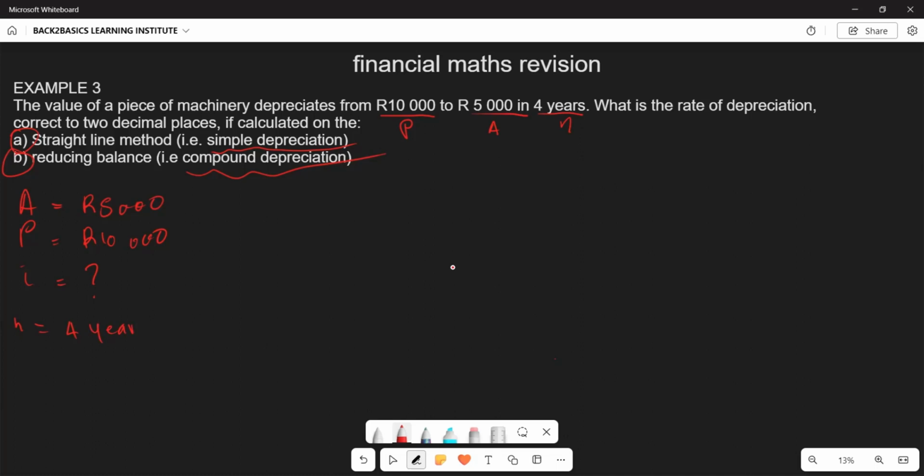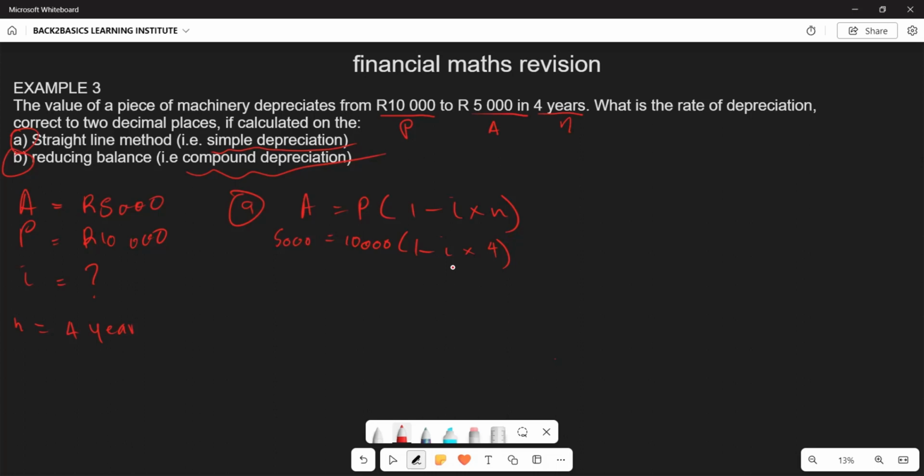So this is going to be the first part. Here they said the straight line method, so A equals P into 1 subtract I multiplied by N. Let's continue. Firstly, your accumulated amount is 5,000 equals 10,000 into 1 subtract the interest that we are looking for, multiplied by 4 years, which is the number of years we are given. So how are we going to calculate this?